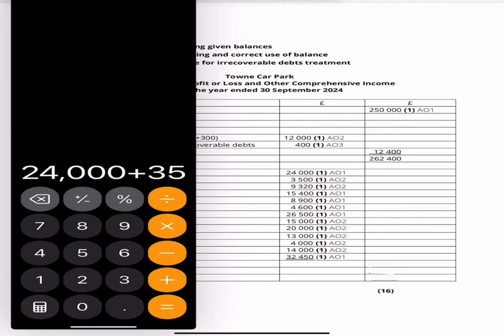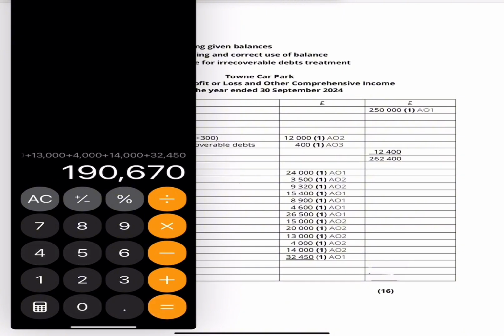Now let's add up all the expenses. 24,000, 3,500, 9,320, 15,400, 8,900, 4,600, 26,500, 15,000, 20,000, 13,000, 4,000, 14,000 plus 32,450. 190,670 should be the total expense.